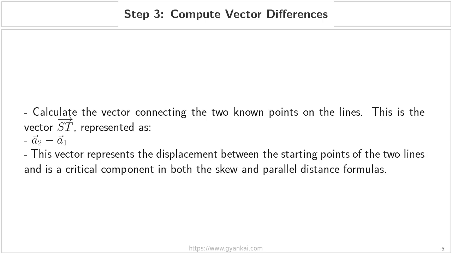Think of this vector as the displacement, or the straight line bridge, between the starting points of our two lines. It is a vital piece of the puzzle because this specific vector is a critical component used in both the formula for skew lines and the formula for parallel lines that we will apply in the next step.